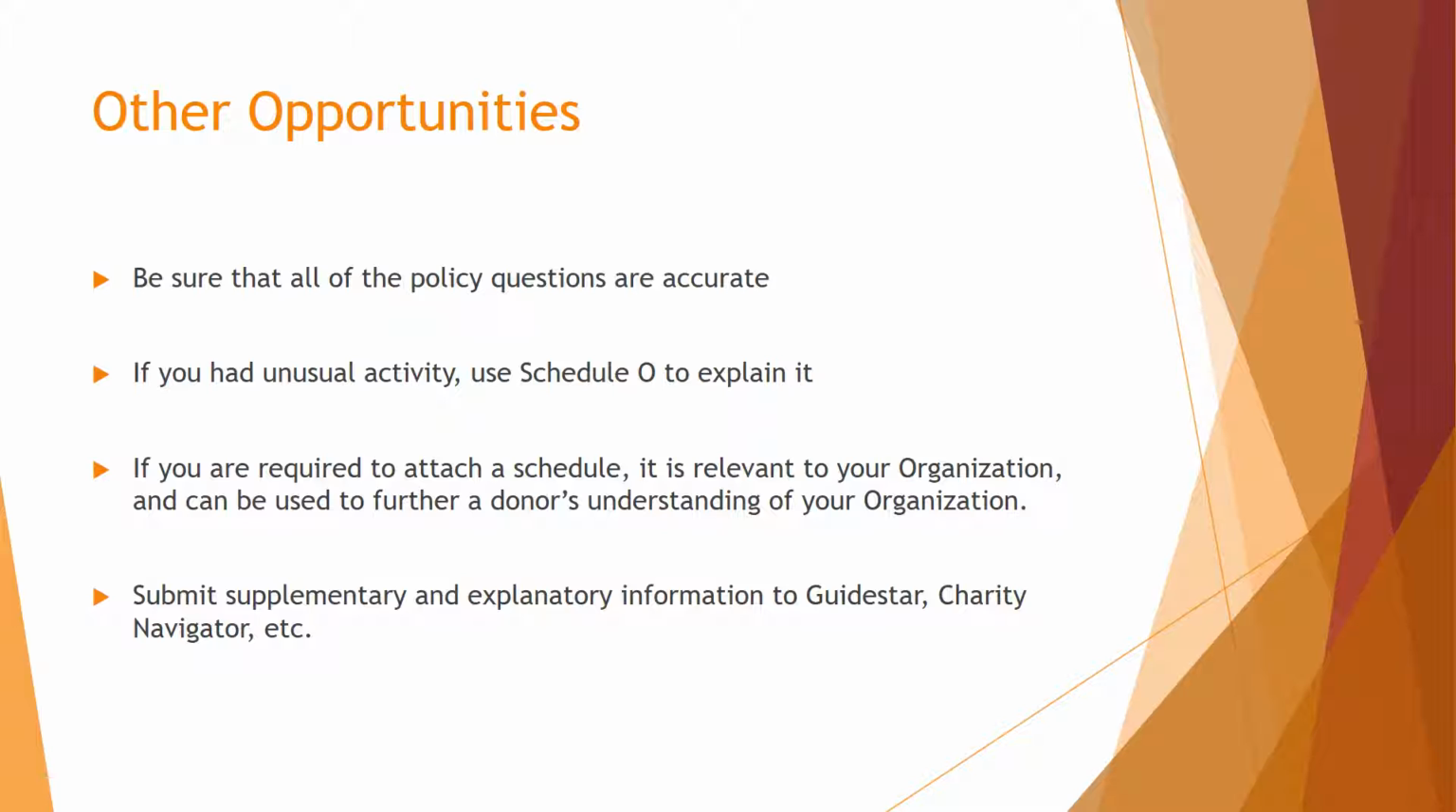If you had unusual activity during the year, you can use Schedule O, which is basically the other schedule, to explain that activity and provide whatever level of detail is necessary for a reader of the return to understand if you had a significant loss, why it's not indicative of future problems, something like that.